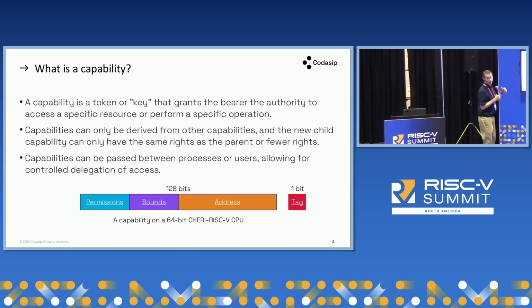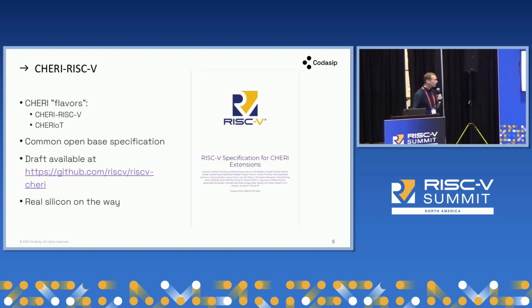And a lot of this is handled in the compiler. So for instance, if you define an array, then it will create a capability that has the address of the array, but also just the bounds of that array. So you cannot write beyond it. At the moment, we're working within RISC-V International to turn this into a standard extension. So it's an open specification at the moment. You can just go and download it from GitHub and get involved there.